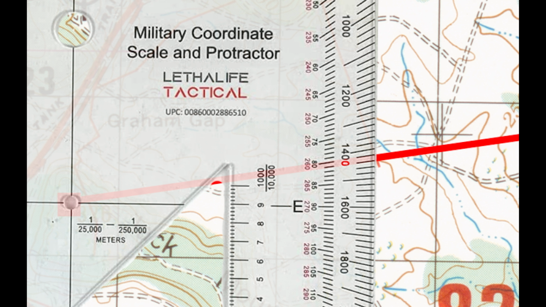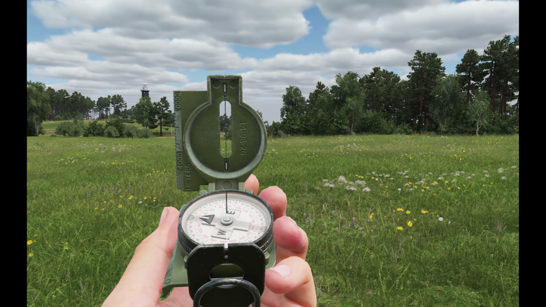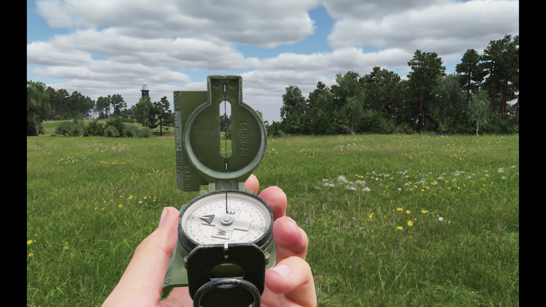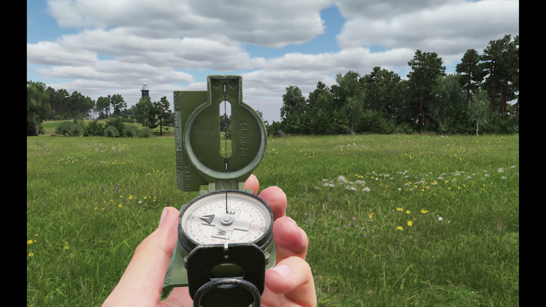You must now refer back to the declination chart to calculate your magnetic azimuth. In this example, we will be subtracting the GM angle of 7 degrees from our grid azimuth of 80 degrees, giving us a magnetic azimuth of 73 degrees. When using a military compass, you will hold it level at the cheek of your dominant eye and rotate yourself until the desired degree is under the black line parallel to the viewing window.